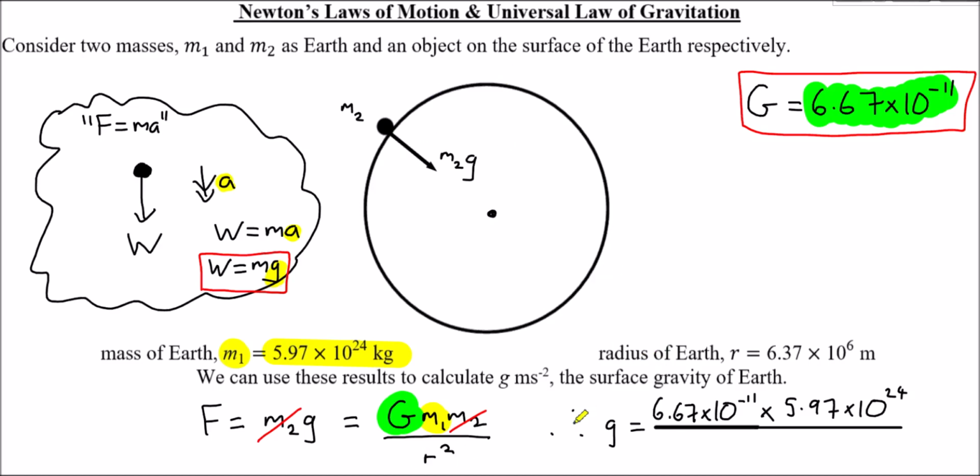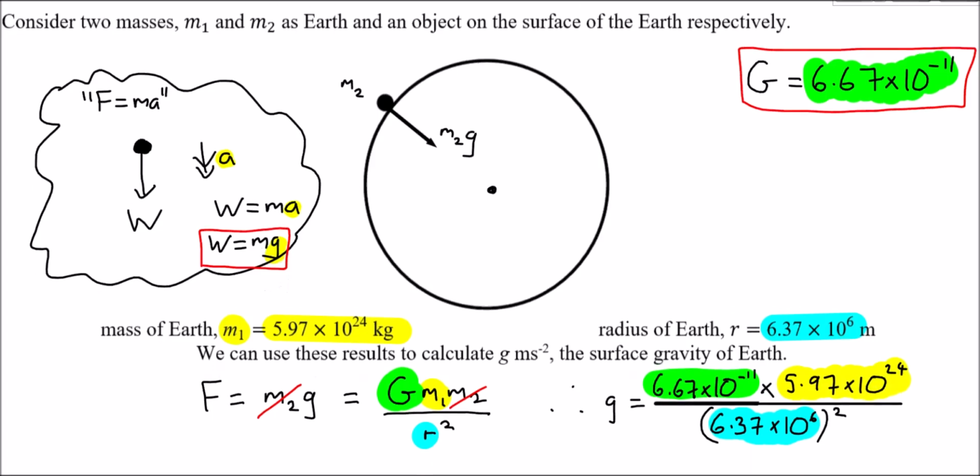So radius squared is this value here squared. Pardon me. So it's going to be 6.37 multiplied by 10 to the 6, squared. So now if we just type this into our calculator and take a bit of care of how we're typing it in, of course, this will drop out absolutely fine. Okay, so give myself a bit more space.